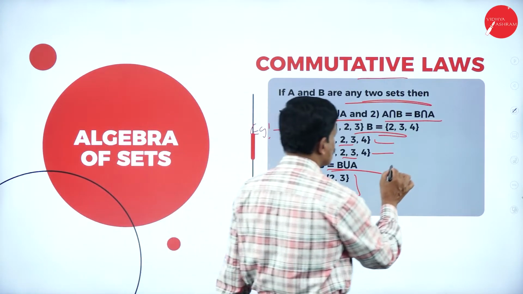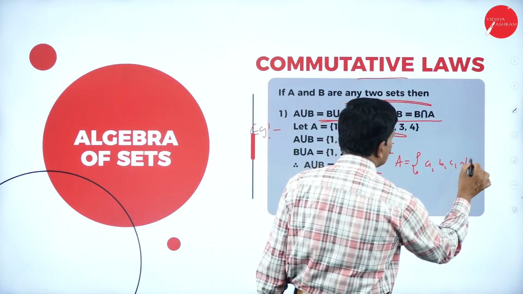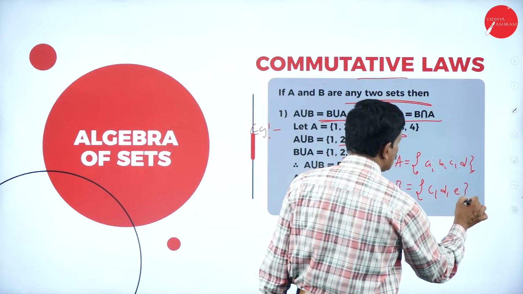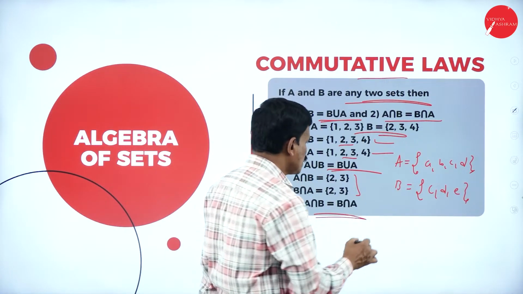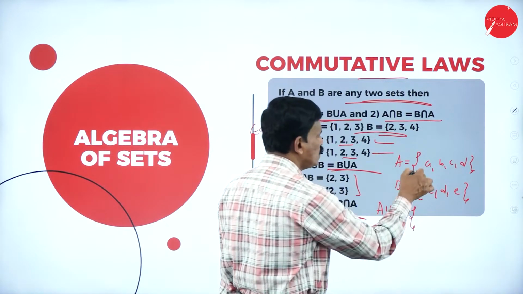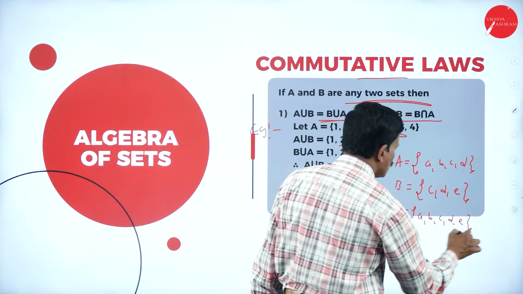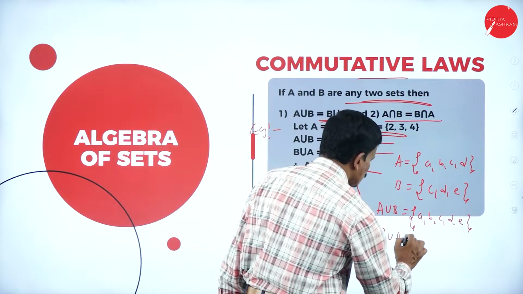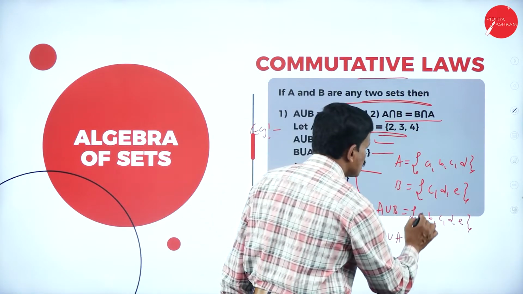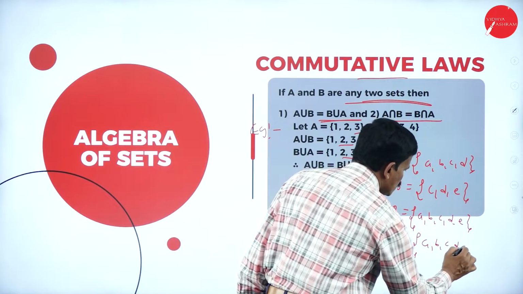Let me take one more example. If I take A equal to A, B, C, D and another set B equal to C, D, E, then let us come to the first, A union B. What is A union B? A union B is A, B, C, D and E. Similarly, B union A. First, write down all the elements of B, C, D, E, then A, B, C. So that is nothing but, in order, A, B, C, D and E.